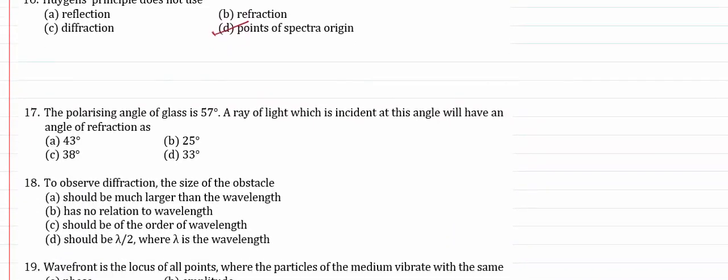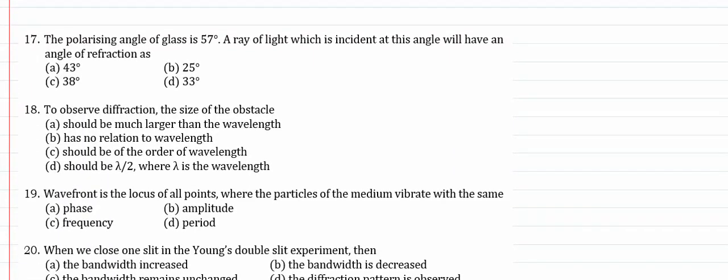17th, the polarizing angle of glass is 57. A ray of light which is incident at this angle will have angle of refraction. So when you are making incident at polarizing angle, you can see Brewster's law. So polarizing angle plus angle of refraction will always equal 90. Polarizing angle 57 is given, plus R is equal to 90. So simplify. 90 minus 57 you will get 33. So option D will be the answer.